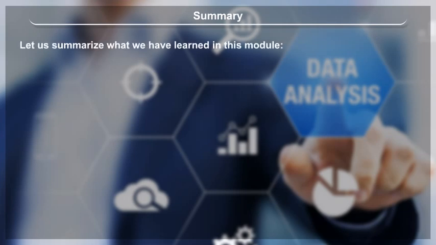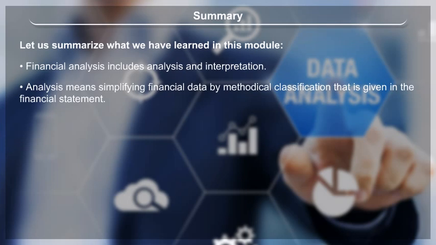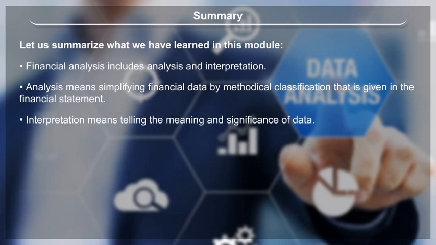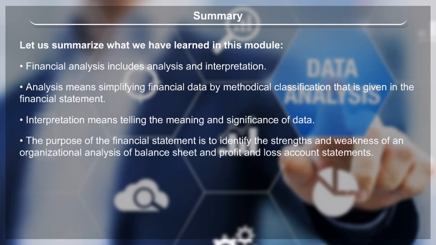Summary. Let us summarize what we have learned in this module. Financial analysis includes analysis and interpretation. Analysis means simplifying financial data by methodical classification that is given in the financial statement. Interpretation means telling the meaning and significance of data. The purpose of the financial statement is to identify the strengths and weakness of an organizational analysis of balance sheet and profit and loss account statements.